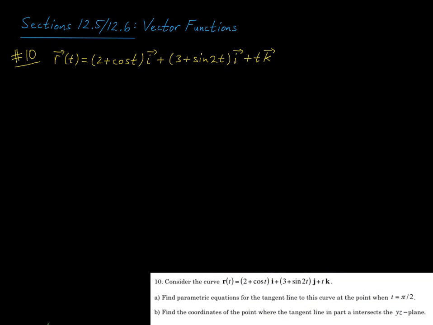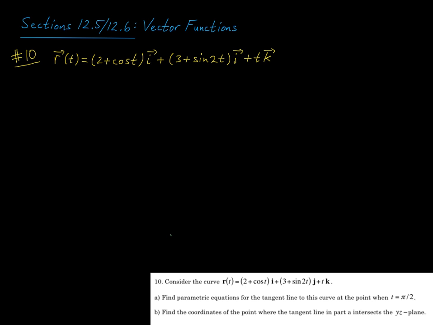All right, question 10 says, consider the curve described by the vector function r of t, which is 2 plus cosine t i plus 3 plus sine 2t j plus t k. Part A asks us to find parametric equations for the tangent line of this curve at the point when t is equal to pi over 2.